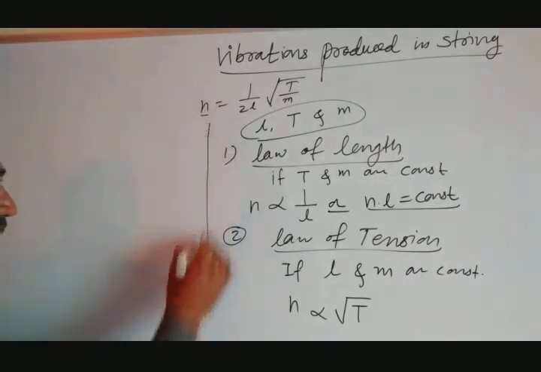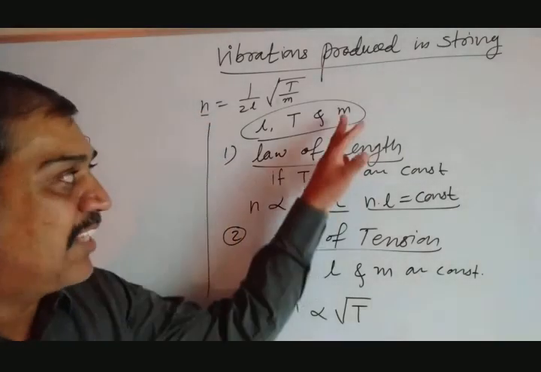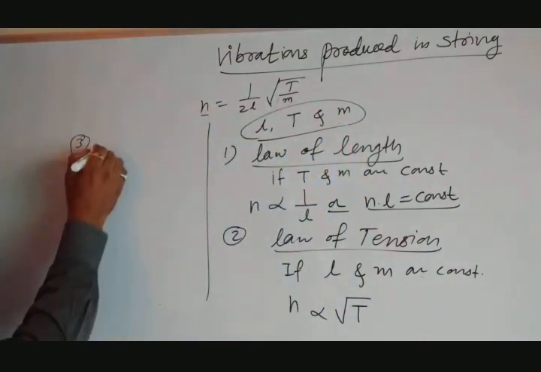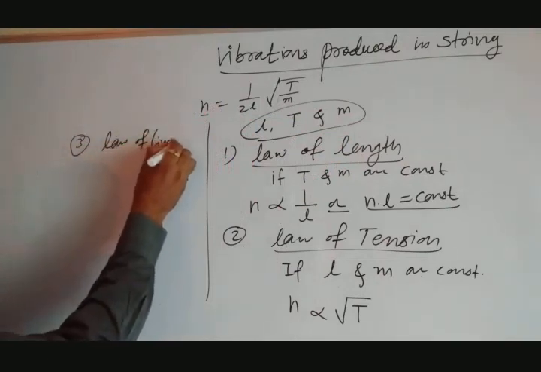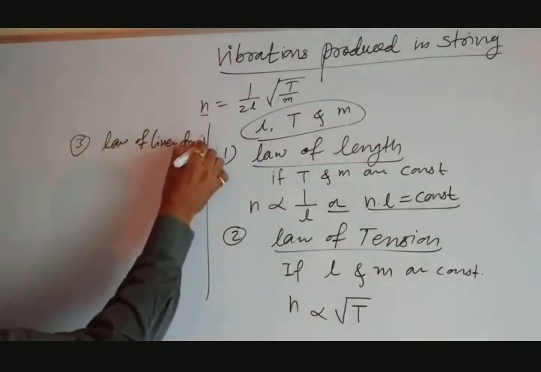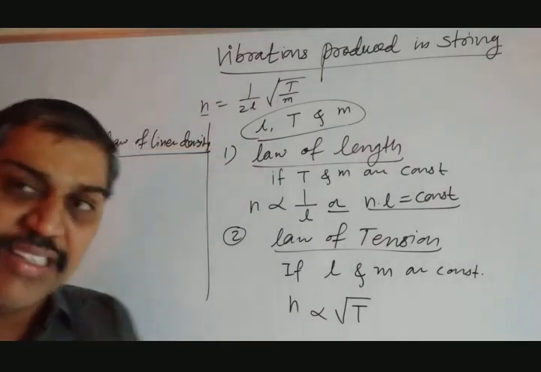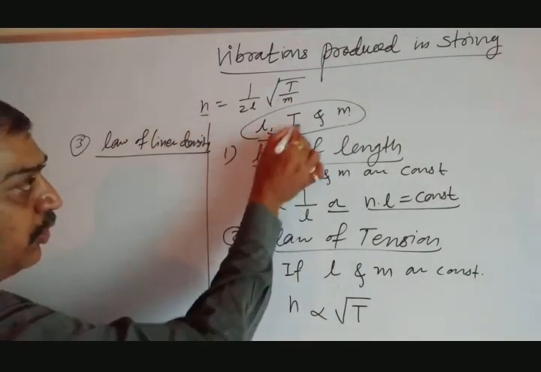So I will write the third one here. Third law gives the relation between mass per unit length, meaning linear density, and the frequency. So it is law of linear density, or law of mass per unit length. So what does this law say? This and this we want, so these 2 must be constant.